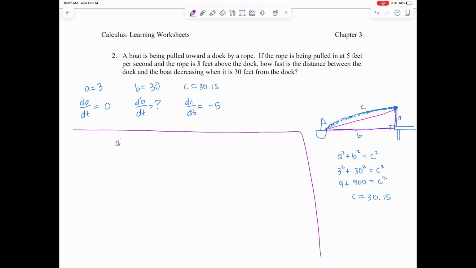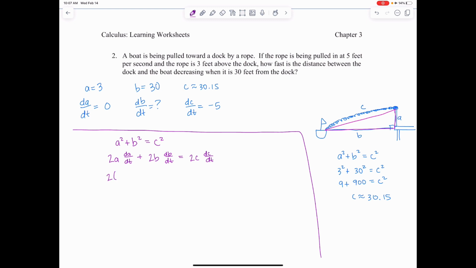So we have a squared plus b squared equals c squared. Taking the derivative of a squared, we will have 2a, chain rule says dA/dt, plus the derivative of b squared, 2b, and chain rule, dB/dt. Derivative of c squared, 2c, and chain rule, dC/dt. Now we can plug in everything that we know.